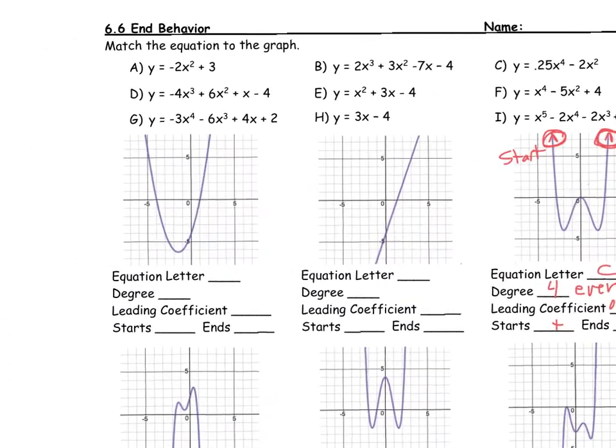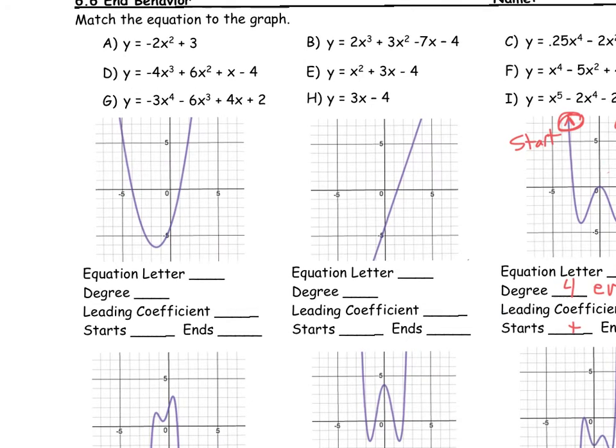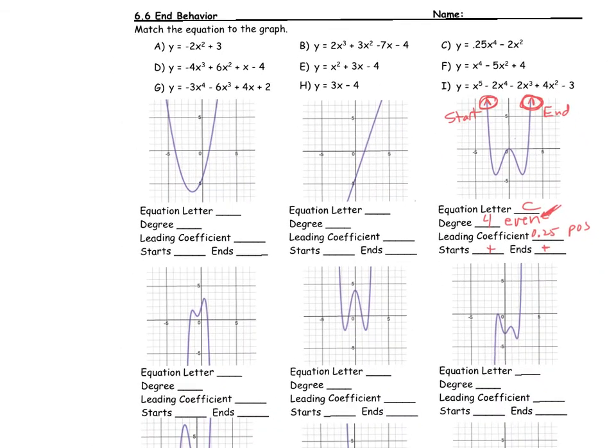Let's do one more, and then I'll let you guys work on them. Let's go to D here. That's negative 4x cubed. Hit the AB button to get that 3 in there. Plus 6x squared, plus x and minus 4. Okay, which one does it kind of look like here?